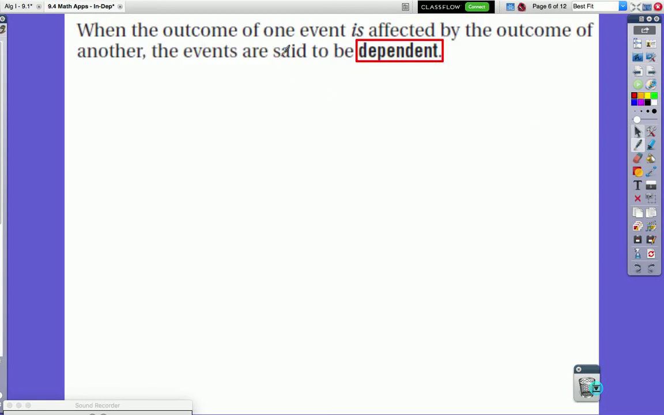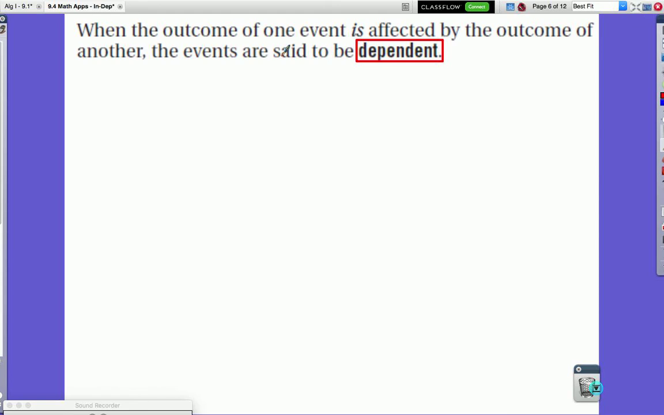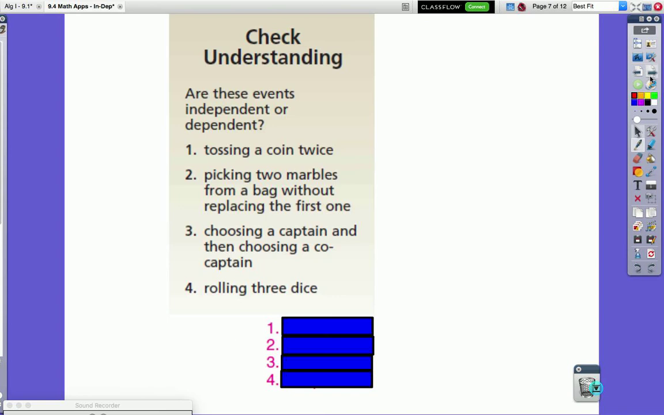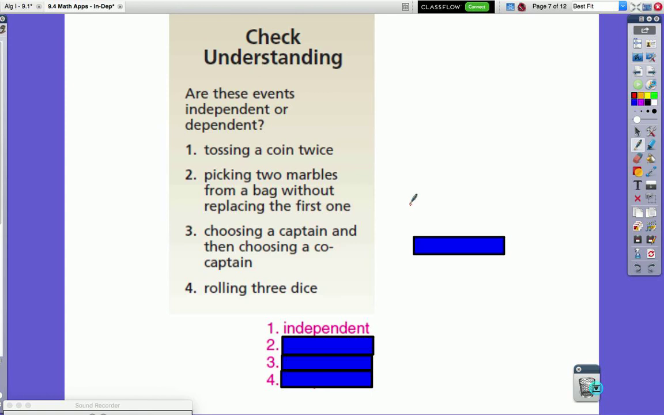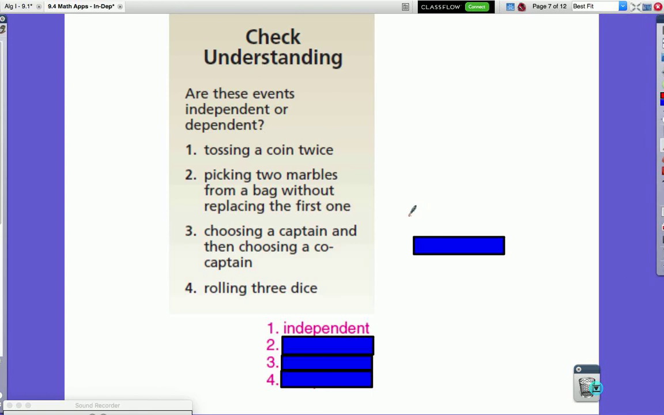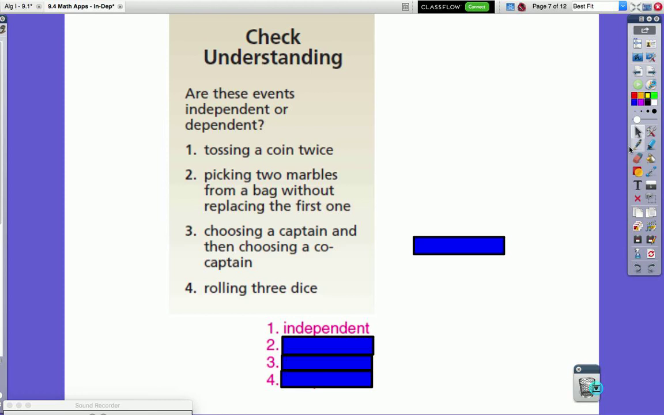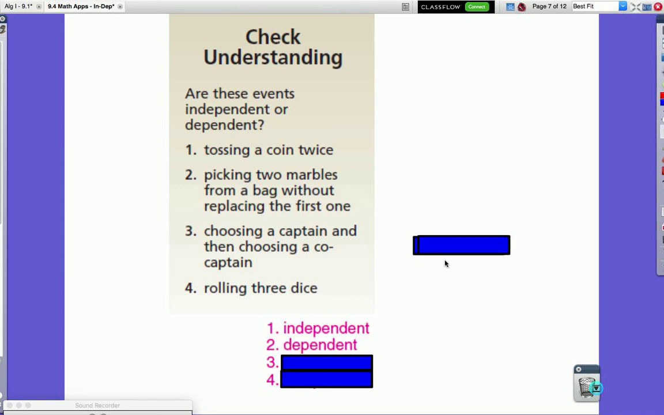All right. Next one. When the outcome of one event is affected by the outcome of another event, it's said to be dependent. So, independent or dependent: tossing a coin twice. Well, it's independent because the outcome of the first does not determine what the outcome of the second is. Picking 2 marbles from a bag without replacing the first one. That means, like the softball problem, we pick a white softball, then we don't put it back in. So the outcome of the first one is affecting the second one, so it's dependent.